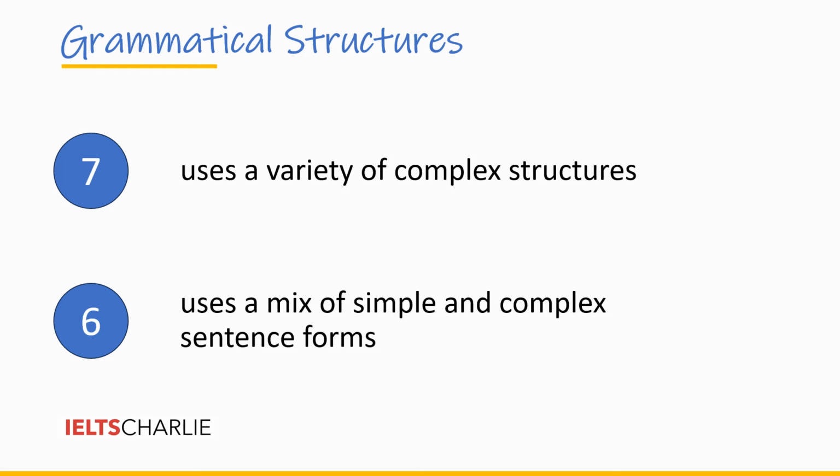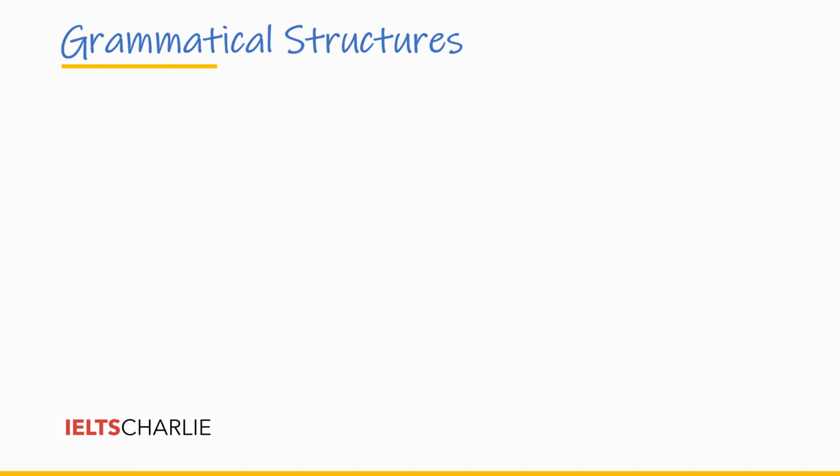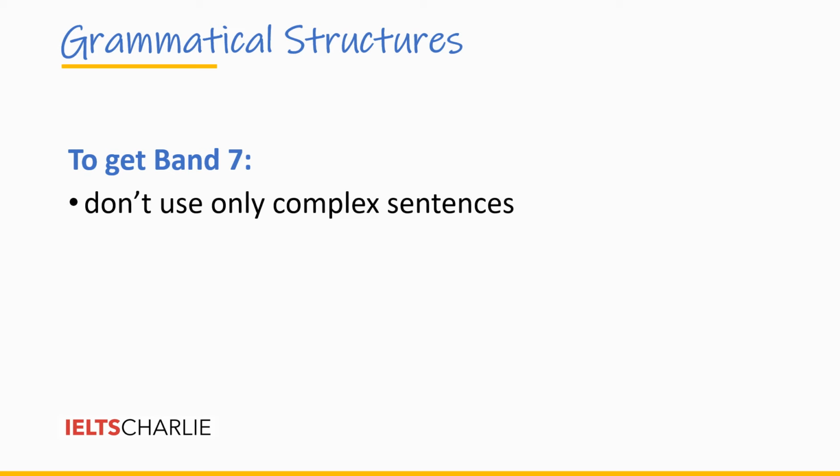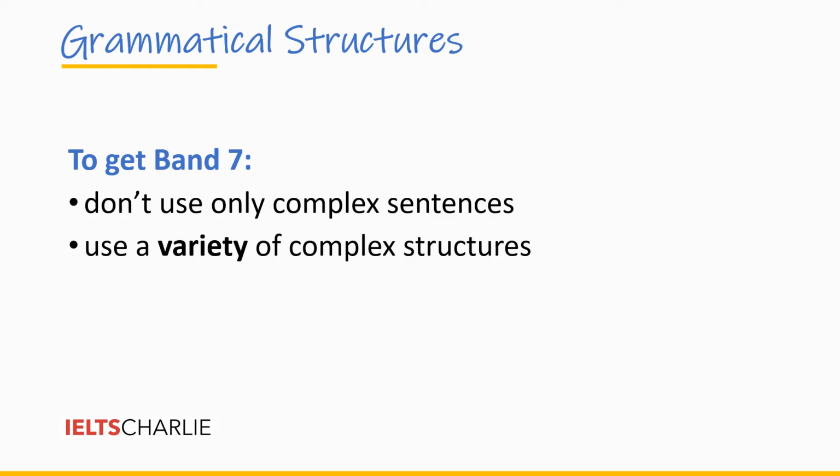So what's the difference between those two things, structures and sentences? Well, to get a Band 7, don't only use complex sentences. You must use complex sentences. Really important to use complex sentences because they allow you to explain things, to give reasons. But they're not the only type of complex structure that you can use. There are other complex structures, and you need to use those to get a Band 7 because at Band 7, the examiner is looking for a variety of complex structures. They're not just looking for complex sentences.